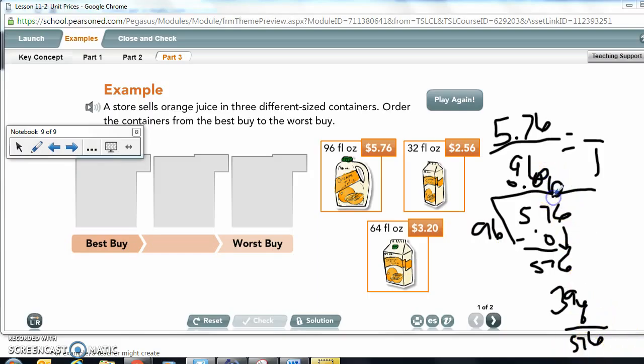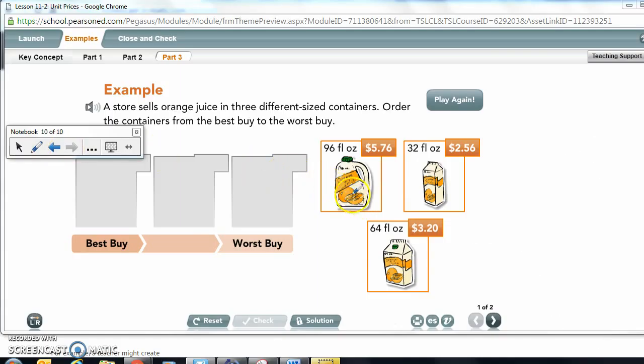So what does this mean, Miss S? This means that for 1 fluid ounce in this container, you're paying 6 cents. So I'm going to go ahead and put a 0.06 there so that we can remember. Let's try another one. So that was 0.06.